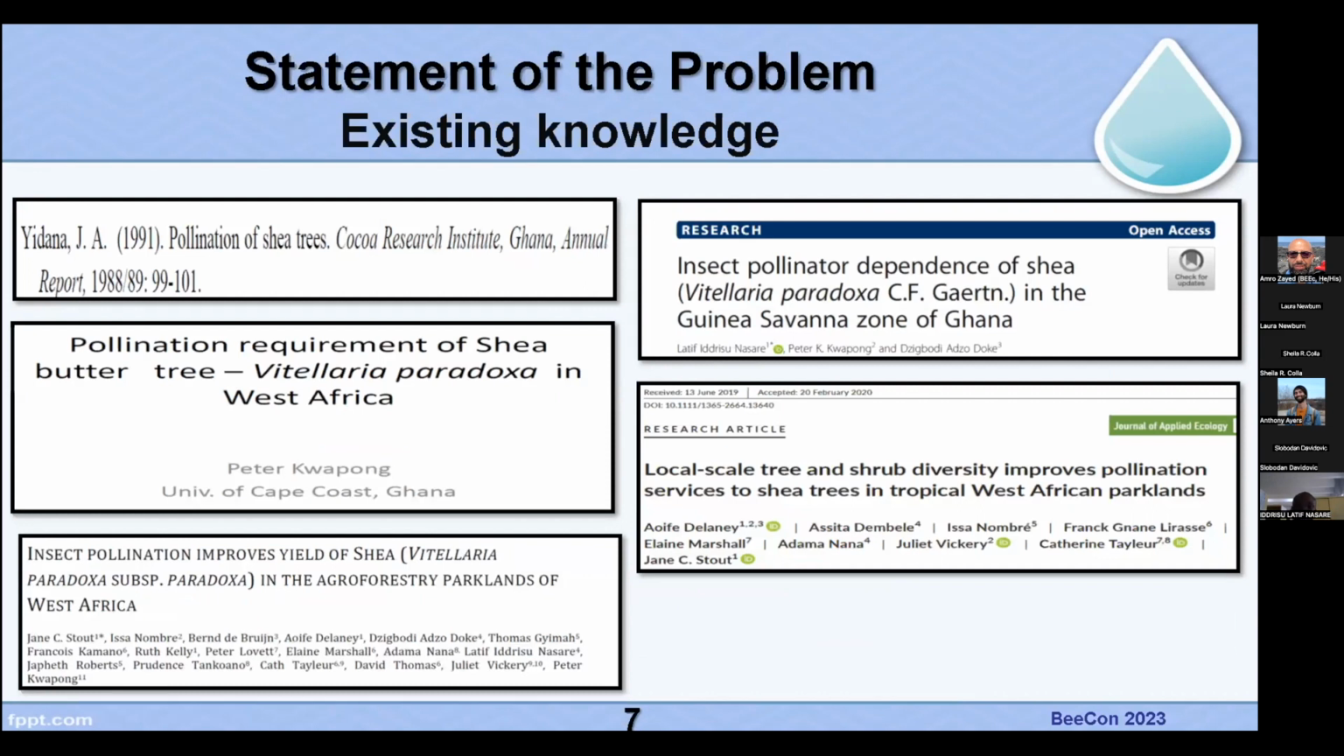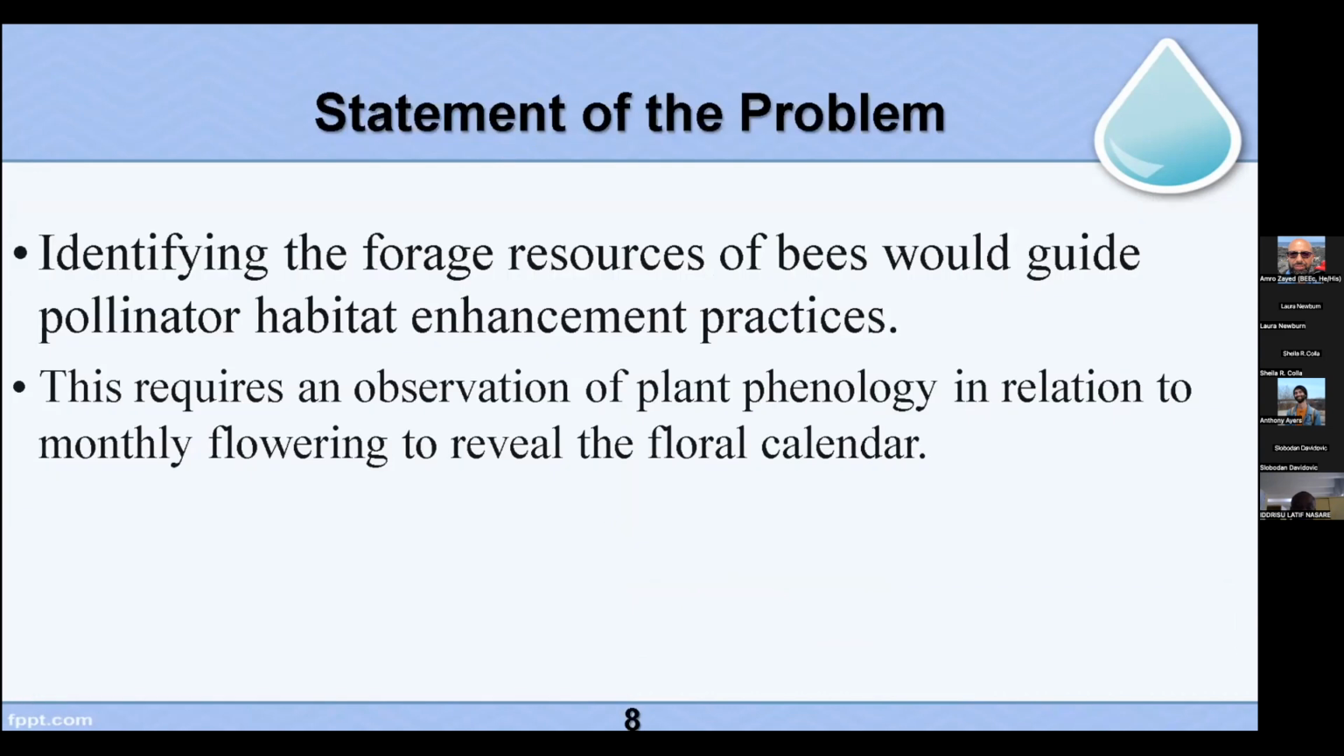Yet we still do not know the various plants that are visited by the pollinators of shea. So we need to know all other flowering plants in the parkland that contribute to sustaining the pollinators when shea is not in flower. And this information is very relevant because if you have to restore shea parklands, we have to know the species that are of importance to the pollinators of shea. So this is the essence of this study.